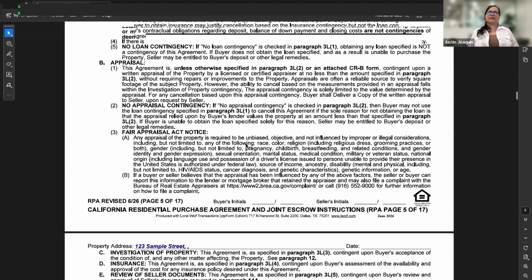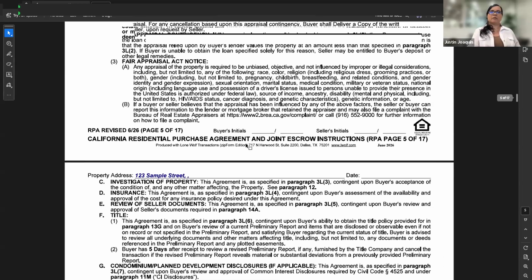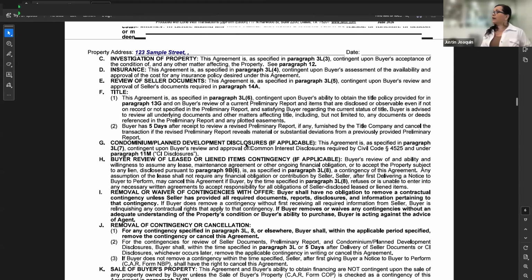It also says, in the very last sentence of that paragraph, for any cancellation based upon this appraisal contingency, buyer shall deliver a copy of the written appraisal to seller upon request by seller. So if we cancel because the property didn't appraise, we've got to back it up with a copy. Okay, Fair Appraisal Act notice. The only thing I need to mention is that it is a law that protects both sellers and buyers if they feel there was discrimination in the appraisal process, and it gives them the website where to file a complaint.